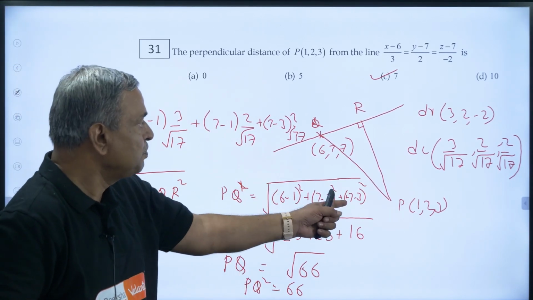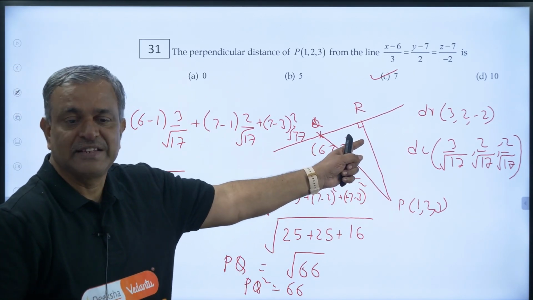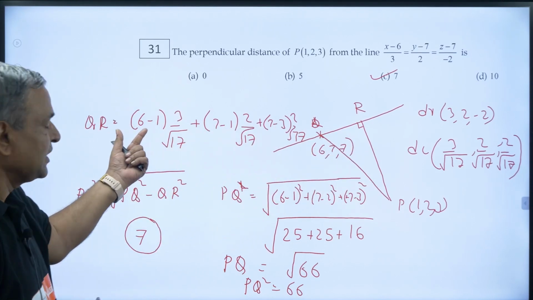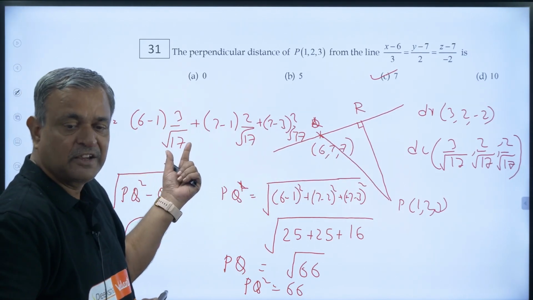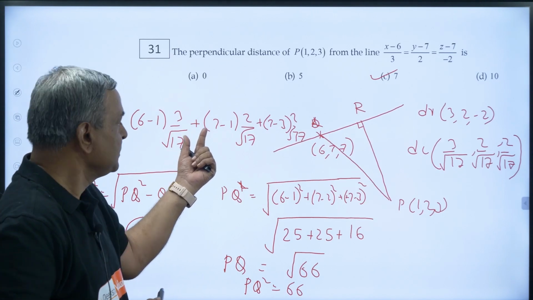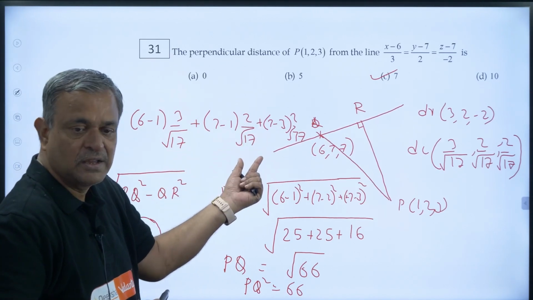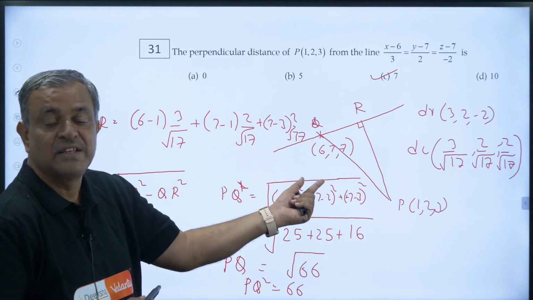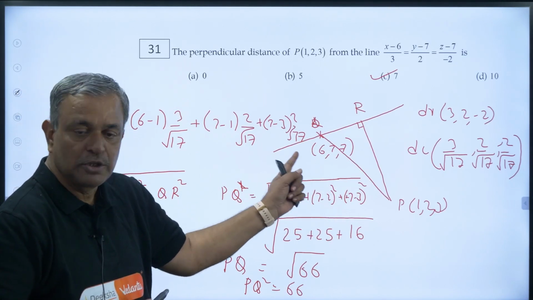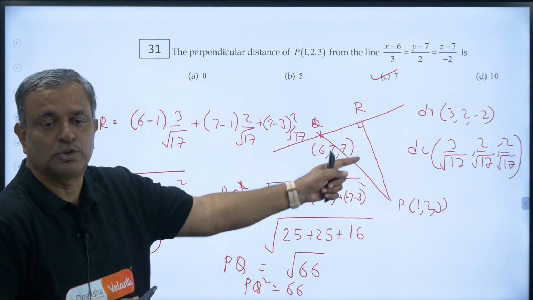So projection of PQ on the line is nothing but the QR that we calculated. Projection formula is x2 minus x1 into the corresponding direction cosine, y2 minus y1 into the corresponding direction cosine, z2 minus z1 into the corresponding direction cosine, which is the projection of PQ on the line, equal to QR.